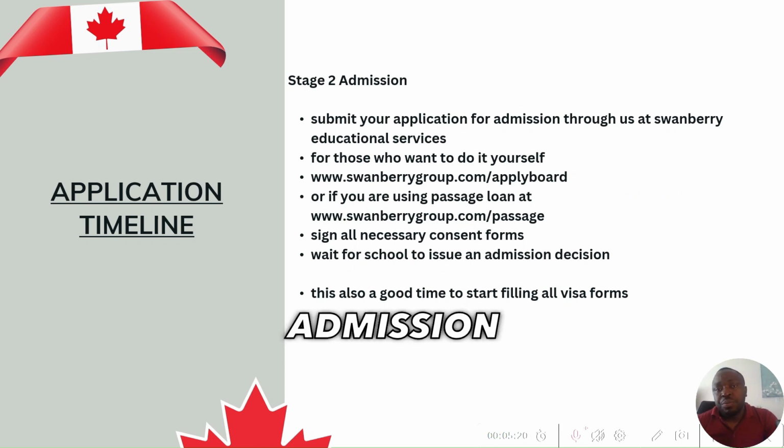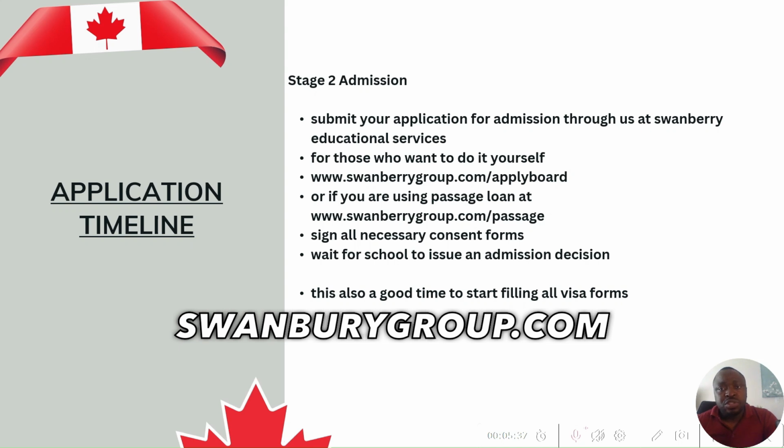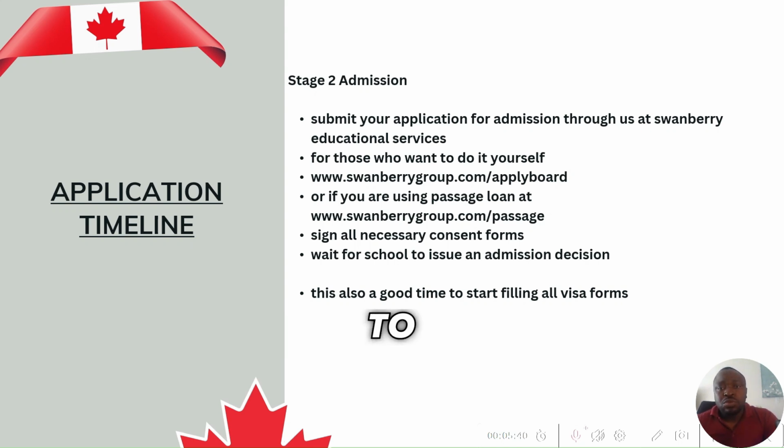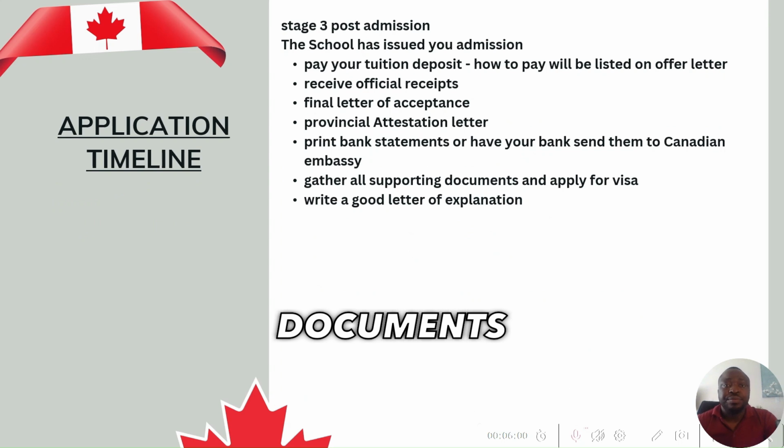Stage 2 is the admission process. You submit your application for admission. If you are using our services, you submit it to us through our email. If you want to do it yourself, you can check swanberrygroup.com/applyboard. And if you want to use Passage loan, you can check your eligibility at swanberrygroup.com/passage. Sign all necessary consent forms. Wait for the school to issue an admission decision. This is also a good time to start gathering all your visa documents.